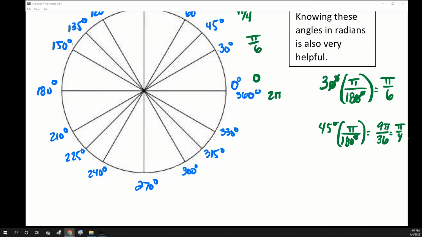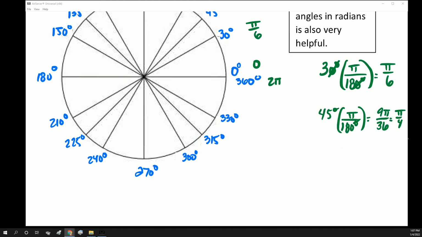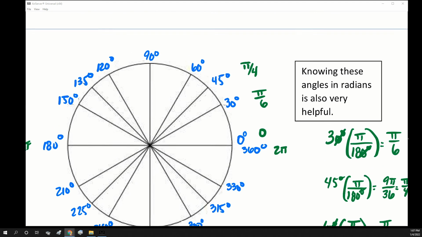Okay. And you can do 60 degrees. Right, same thing like we did with 30, a 0 and the degree symbol cancels out. So you're left with 6 over 18, or 1 pi over 3.